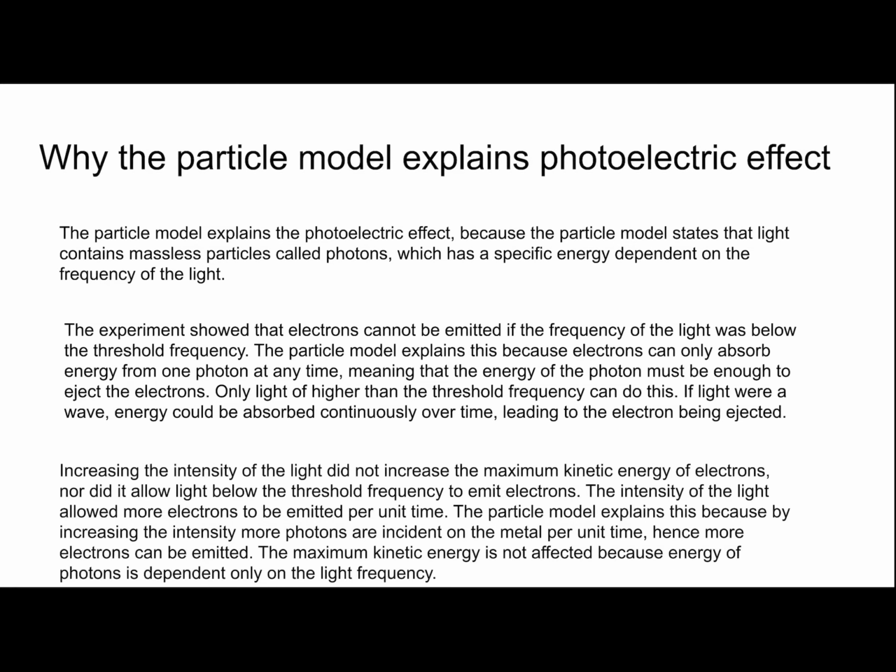Increasing the intensity of the light did not increase the maximum kinetic energy of the electrons, nor did it allow light below the threshold frequency to emit electrons. The intensity of the light allowed more electrons to be emitted per unit of time. The particle model explains this because increasing the intensity means more photons are incident on the metal per unit of time. But since E equals hf, E is only dependent on the frequency of the light, so the energy of the photons remained the same. Therefore, the maximum kinetic energy of these electrons was not affected, and only the number of photons incident on the metal per unit of time was affected. Therefore, more electrons can be ejected at once.